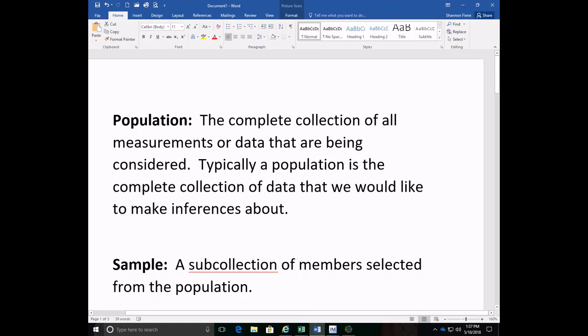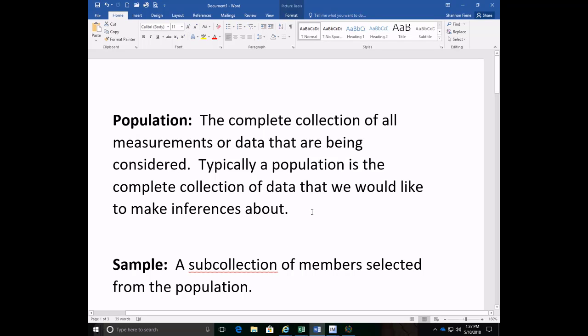Hi, in this video we're going to talk about the difference between population and sample. Now, our textbook definition of population is the complete collection of all measurements or data that are being considered. Typically, a population is the complete collection of data that we would like to make inferences about. In other words, it's the entire group that we want to make a conclusion about. The sample is a subcollection of members selected from the population.